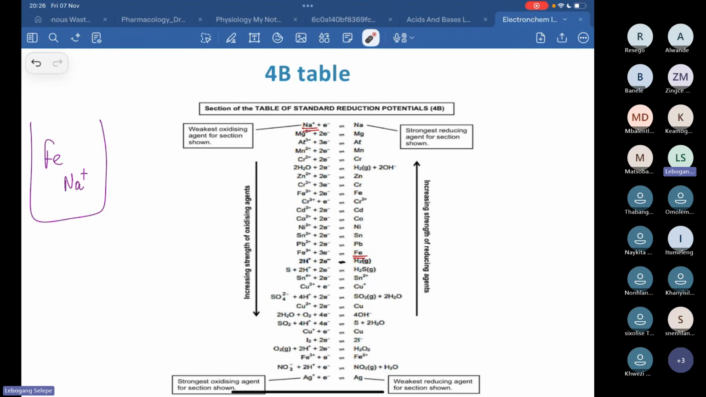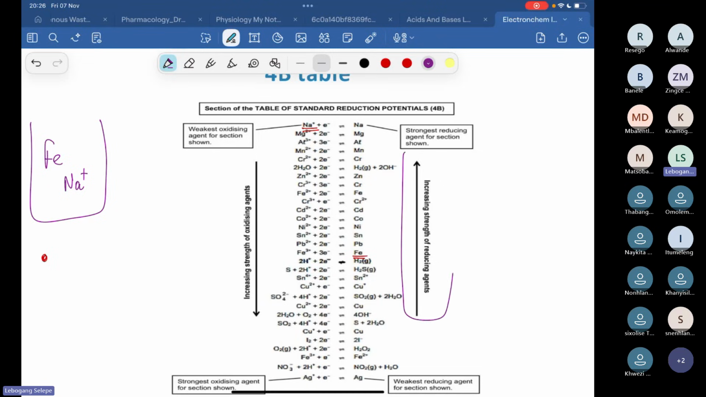Let's explain this one, right? I'm just going to teach you how to explain using this one as an example. If they say explain using the strength of reducing agents, you need to compare things that are on this side of the table, right? So we are going to compare Fe and Na. We compare bananas with bananas, apples with apples, right?